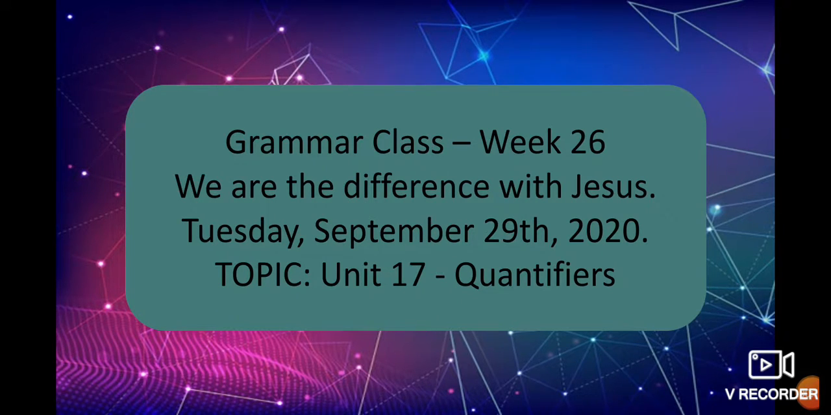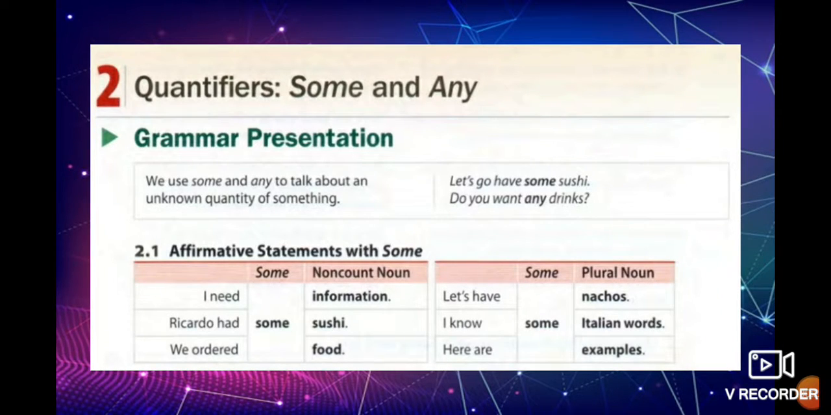Let's start. Quantifiers. In the first point of the unit, we don't develop it, so we pass to point number 2. Quantifiers some and any. The grammar presentation. We use some and any to talk about an unknown quantity of something. That means when you don't know the number of a specific object or thing. And you have examples here.